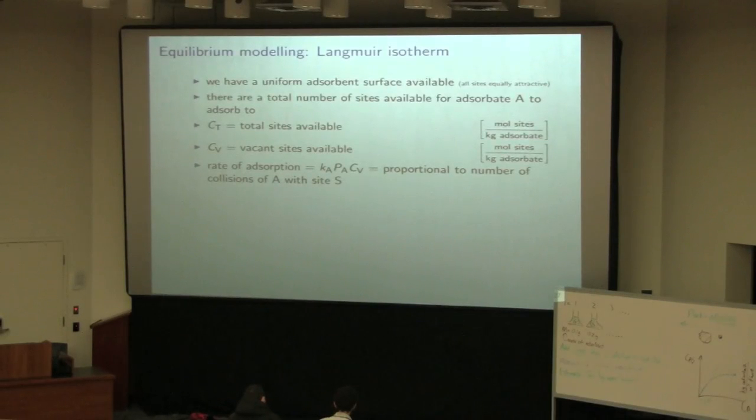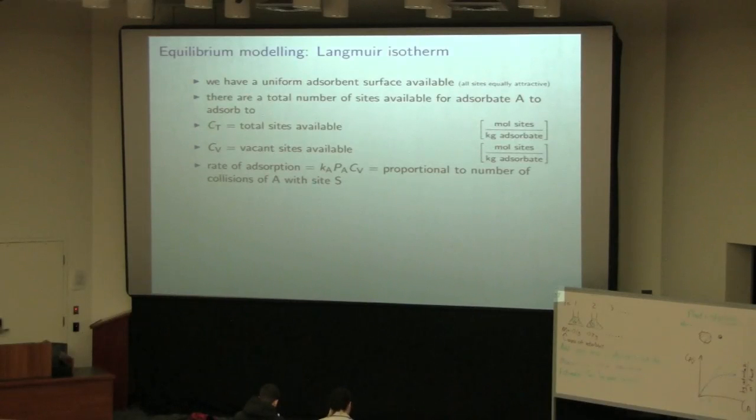And the rate at which I fill those sites, we expect to be proportional to the number of collisions that the adsorbent makes onto that site. So there's a number of adsorbent molecules going around here, diffusing through the pores, and the probability of that then attaching to that site is proportional to the number of sites available. So that's CV. And PA is the concentration of the adsorbate.